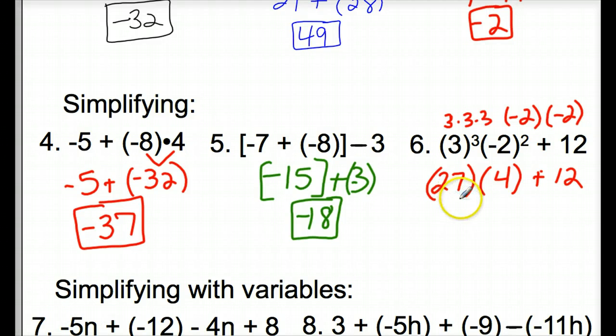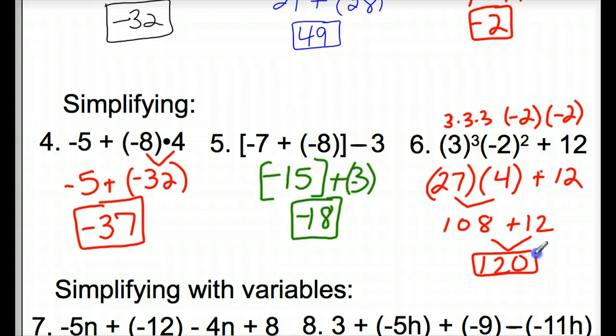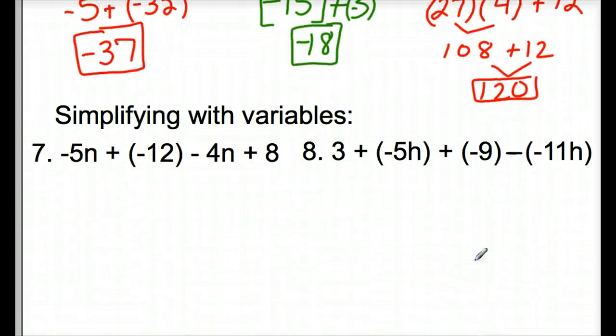So now we know we do multiplication next. We just did our exponents. Now we do multiplication. Last, we're going to add. 27 times 4 is going to give us 108 plus 12. We add those two together and we get 120. All done.